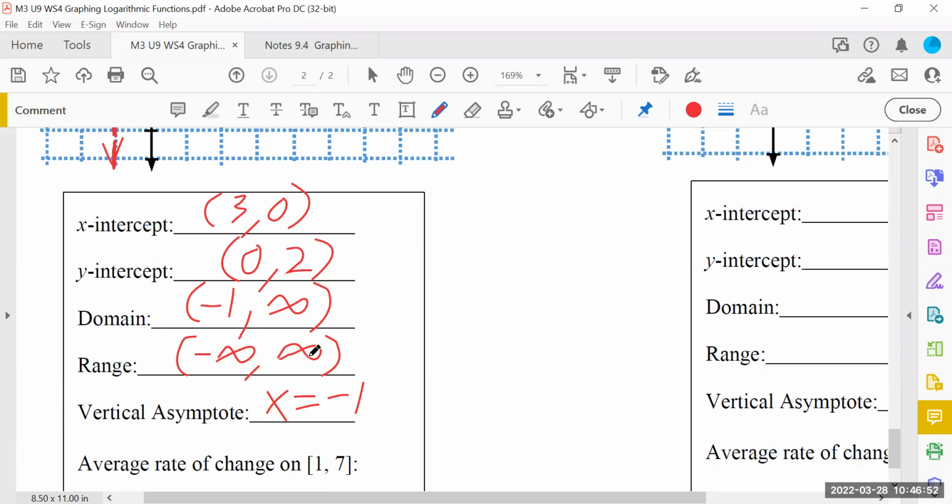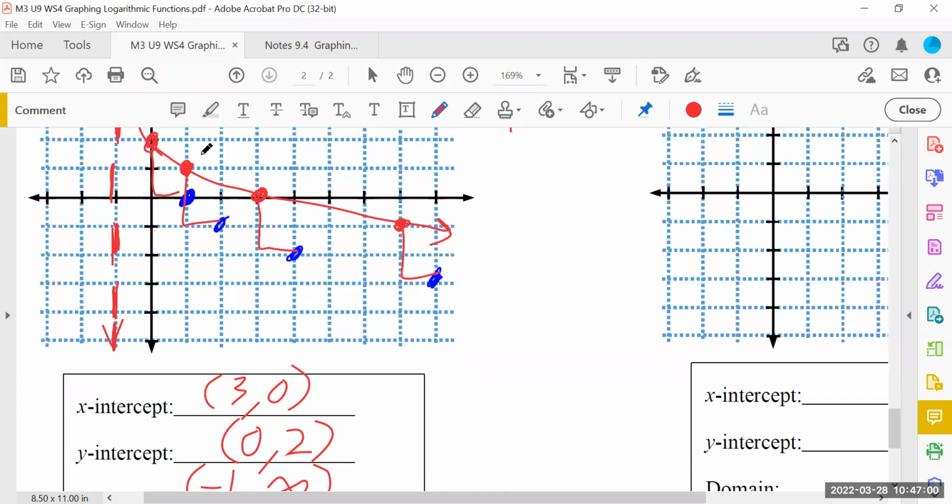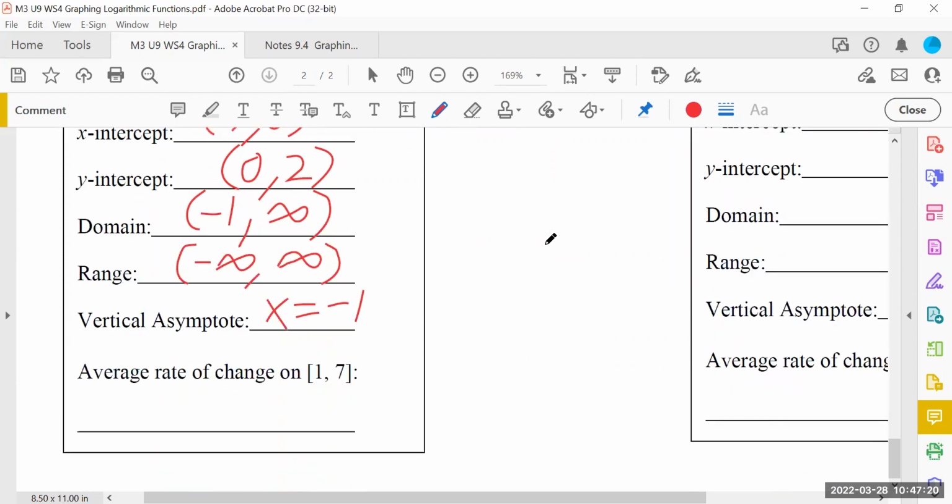And then it wants the average rate of change from 1 to 7. So from 1 to 7, here's 1, here's 7. Looks like I'm going down 1, 2, over 1, 2, 3, 4, 5, 6. Down 2 over 6 if you just count on the graph, or you can do change in y's over change in x's. Either way, you'll get negative 2 over 6 or negative 1/3. Does that make sense to everybody?